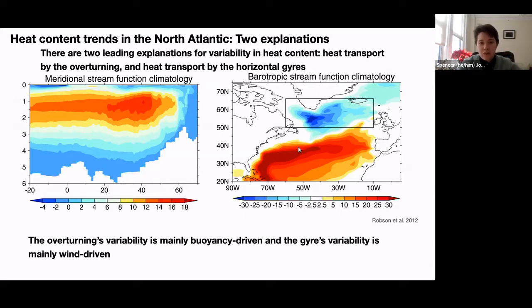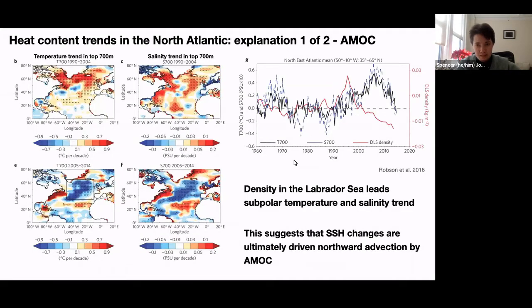So those are kind of the two competing explanations. And I'll just talk a little bit more about the existing evidence for each of the two explanations. I think the most famous paper advocating for the first explanation is Robson et al. 2016. And they look at heat transport and heat.